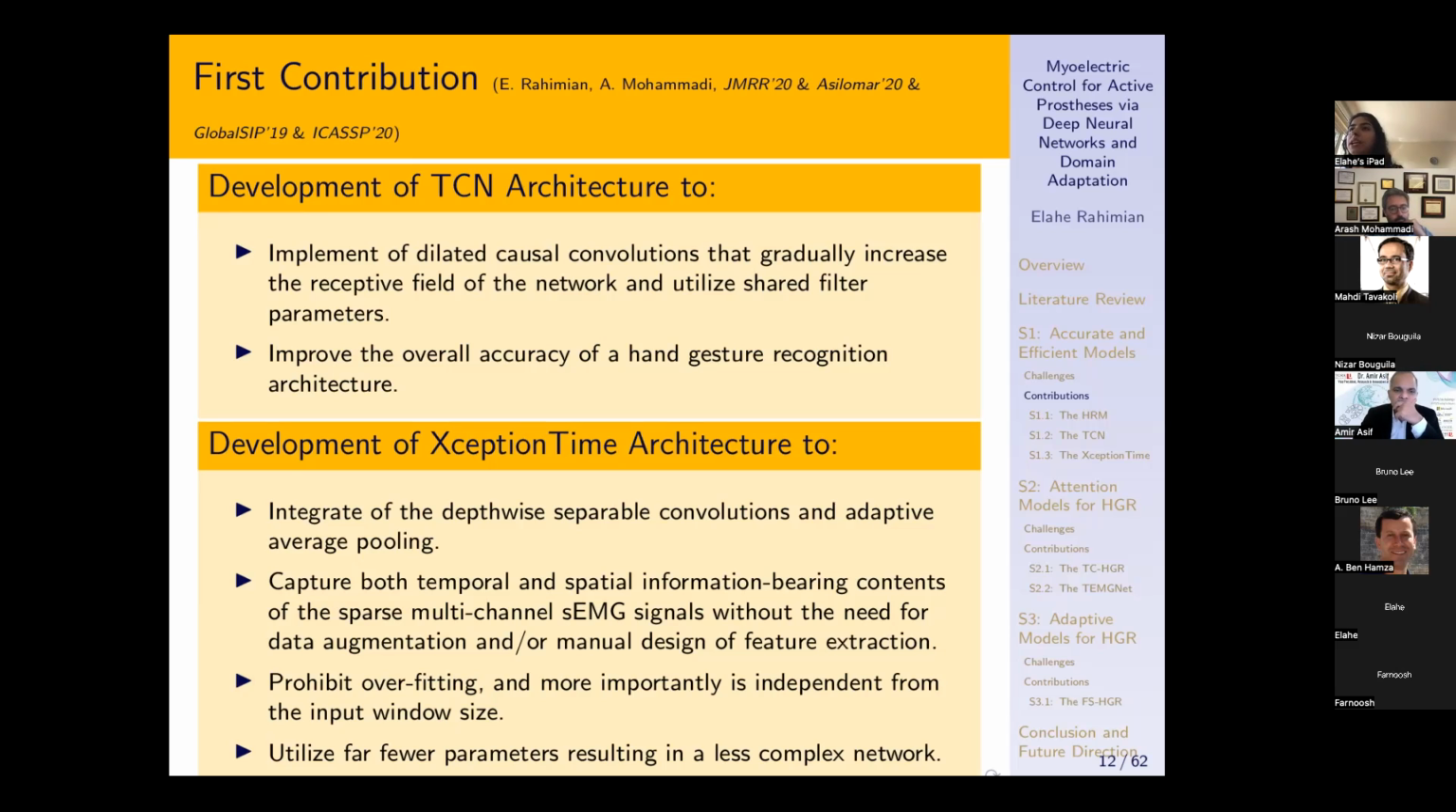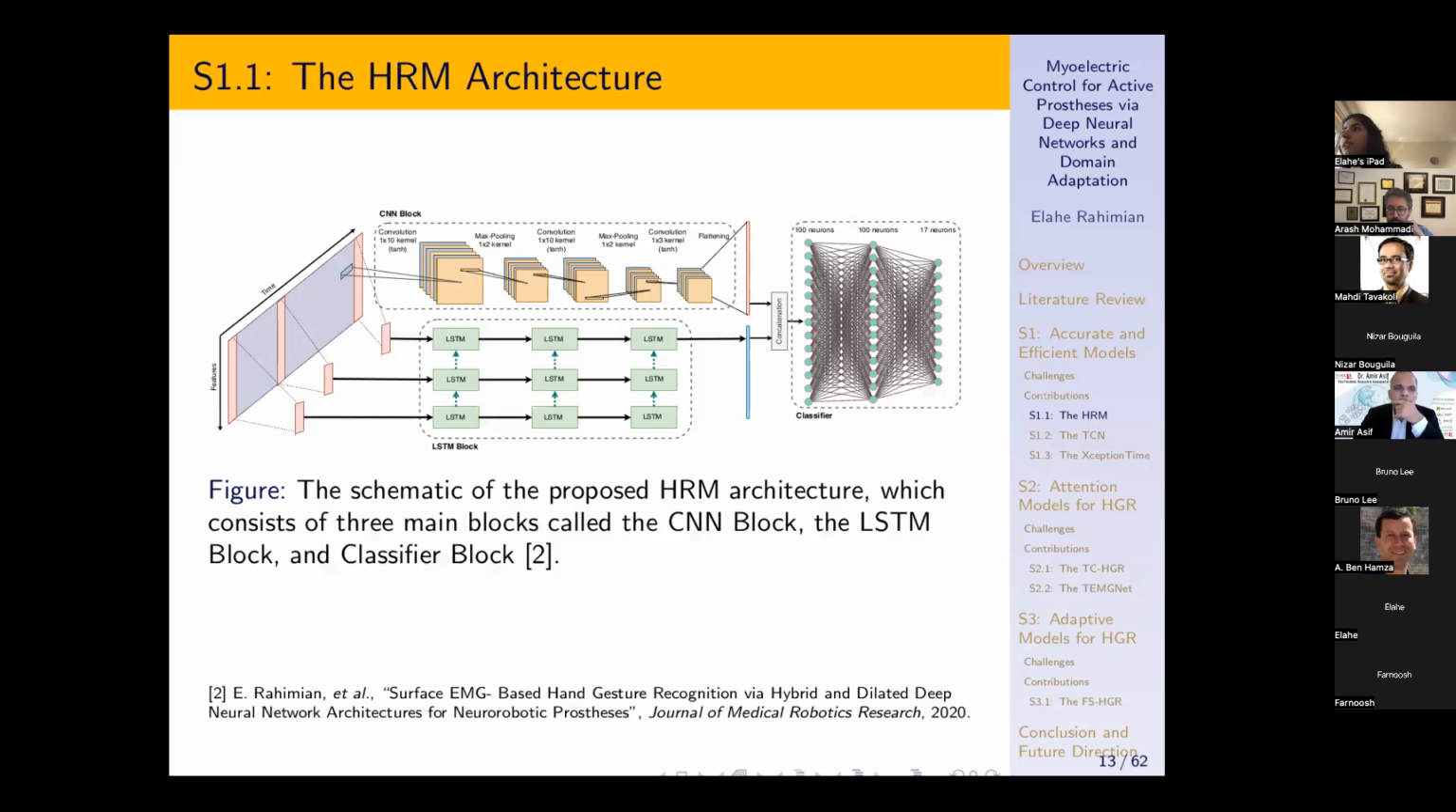After that, we propose the Exception Time architecture, and the motivation is that only focusing on improving accuracy is not enough. It is better to reduce the number of parameters as well. So for the Exception Time architecture, we have two objectives: improving accuracy and reducing the number of parameters. I will start with the first architecture in this section, which is the hybrid recognition model.